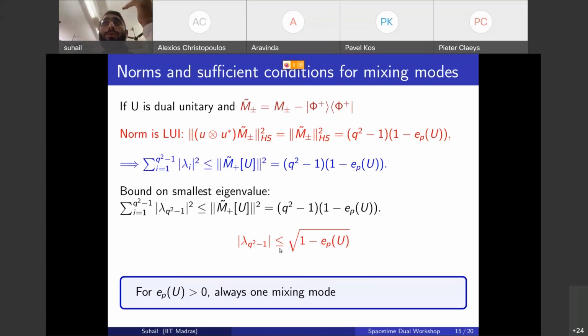We can have it equal to 1 also, because EP of u equal to 0 corresponds to the swap gate. And if EP of u is 1, that is for the two-unitary case, lambda 1 is equal to 0 in that case. It cannot be less than 0, so it is equal to 0, and it is going to play a role. So for EP greater than 0, one can always add these random locals to make at least one mode decay, and it will correspond to the mixing mode.